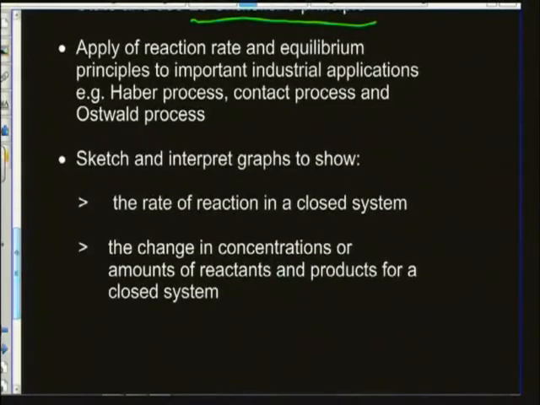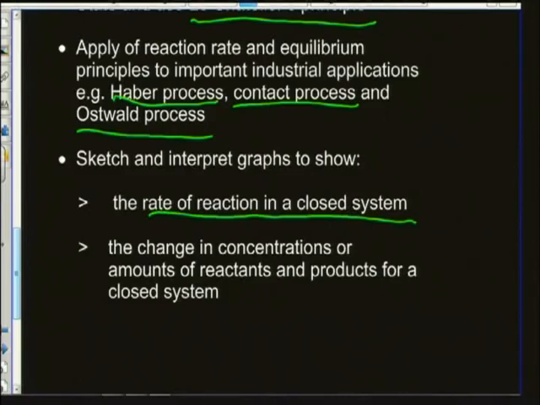The other aspect that you should understand is how we apply these equilibrium principles in important industrial processes. Processes such as the Haber process for the production of ammonia, the contact process for the production of sulfuric acid, as well as the Ostwald process, which is for the production of nitric acid. And you should also be able to sketch and interpret the graph that shows the rate of reaction in a closed system, and also the change in the amount of reactants and the amount of products.